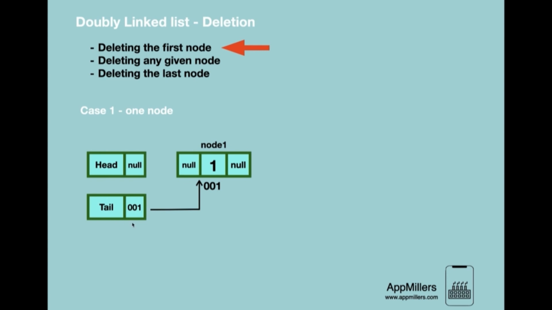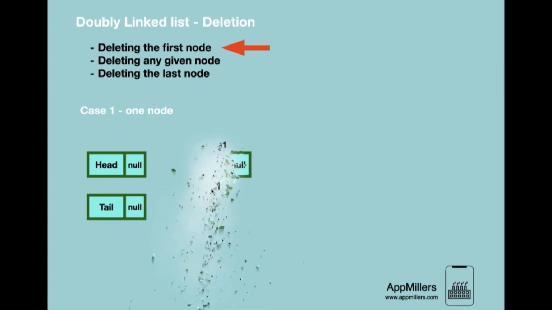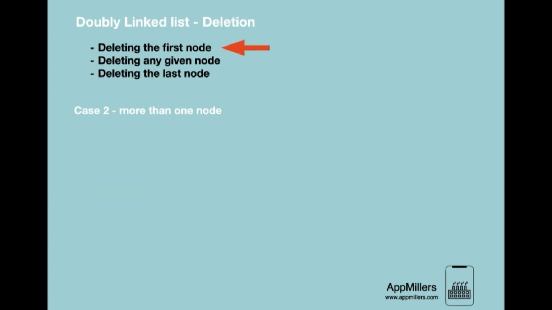So if we set the tail reference to null, the link between tail and node 1 is broken. So node 1 is not referenced by tail. In this case we see that there is no reference to node 1, so node 1 is available for garbage collection. So the system automatically deletes node 1 from the memory. So with this, case 1 is completed. By setting the head and tail references to null, we can delete a node from a double linked list in which we have only one node. Let's continue to the second case in which we have more than one node in the double linked list.